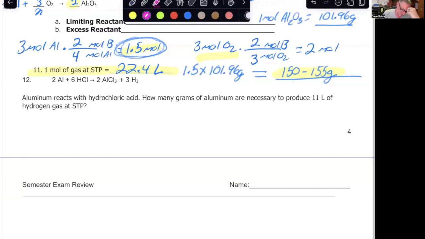So let's find what are A's and B's. So this is asking things a little bit different, but not that different. 11 liters of hydrogen gas at STP, and so that's my A. And what I want is grams of aluminum. Okay. And so that's my B. And notice we've already got the balanced equation here for us. So that's awesome. This is going to be slightly different than the last one. So let's start with 11 liters of hydrogen gas, which is, of course, H2.